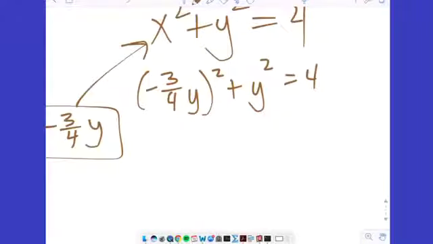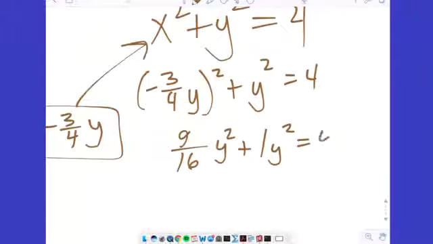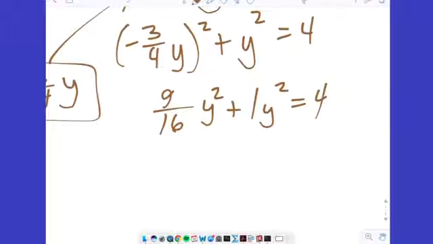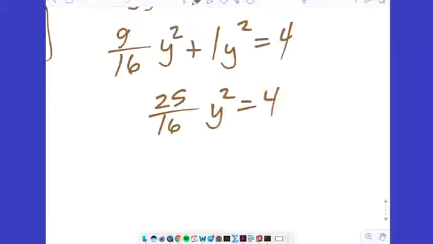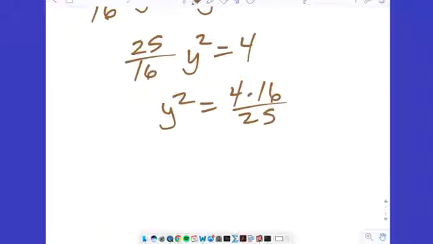You simplify, and you get 9/16 y squared plus, that's really a 1y squared, equals 4. So what's 9/16 plus 1? 25/16. Yeah. 25/16 y squared equals 4. A little bit of algebra now. Multiply both sides by the reciprocal. You get 4 times 16 over 25. And when you take the square root of both sides now, you consider plus or minus.